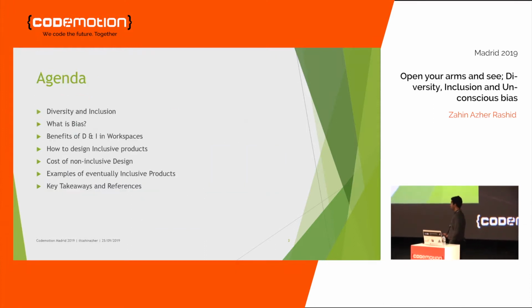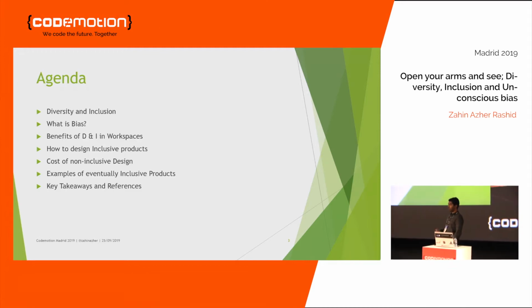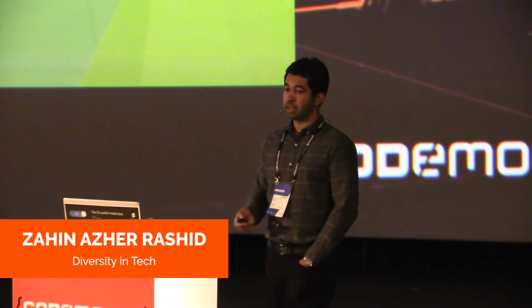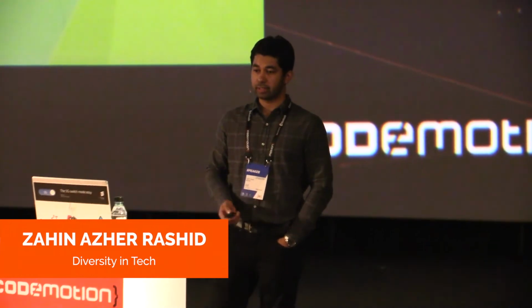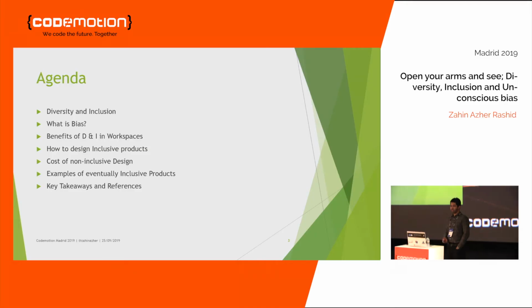So here's the agenda for my talk. I will start with some definitions of diversity and inclusion. What is bias, and how can we reduce unconscious bias around us? And what are the benefits of diversity and inclusion in our workspaces, and why is it important for startups and enterprises? How to design inclusive products, and if we don't, then what are the costs and consequences of non-inclusive designs? Then I will continue with some examples of inclusive products, and in the end, I will share some takeaways and references.